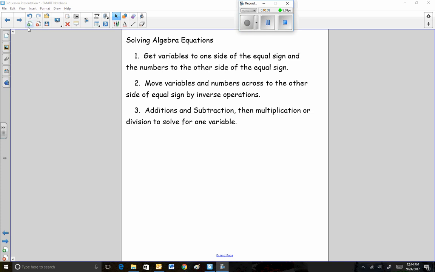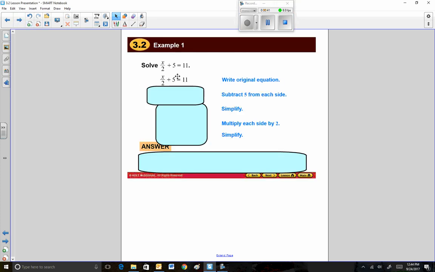Let's take a look at what this looks like. If you have this problem here and you try to solve for x, you look at here and you have x over 2 plus 5 equals 11. Now, we need the x by itself to solve for the variable. We have plus 5 sitting here.